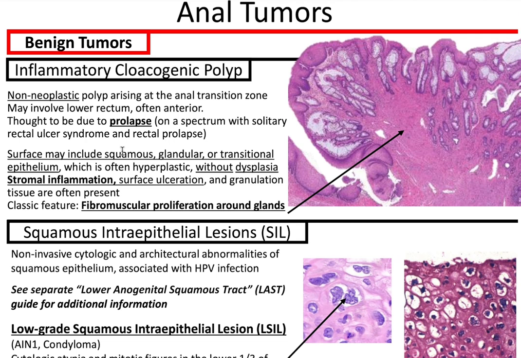Histologically, the surface may include squamous, glandular, or transitional epithelium, which is often hyperplastic without dysplasia. Stromal inflammation, surface ulceration, and granulation tissue are often present. The classic feature is having fibromuscular proliferation around the glands, as you can see here.